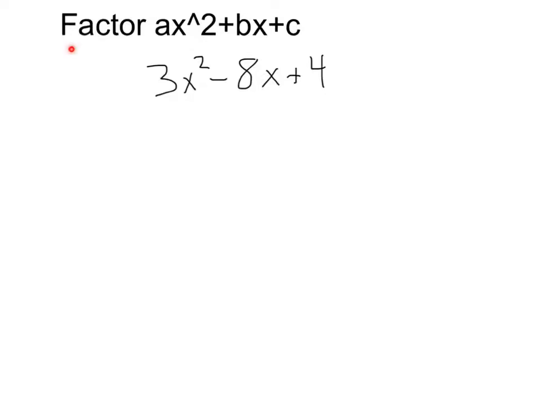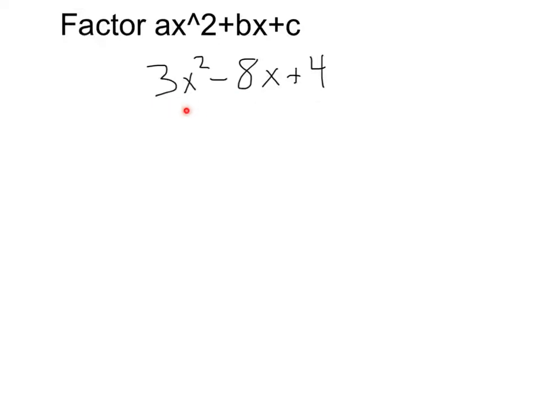Alright, we're going to be factoring expressions with the form ax squared plus bx plus c. This is when we do have a coefficient next to the x squared term that is not 1. For example, here we have 3x squared minus 8x plus 4. We have a 3 in front here.